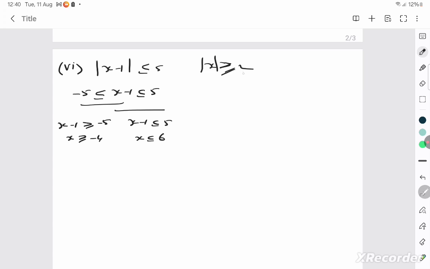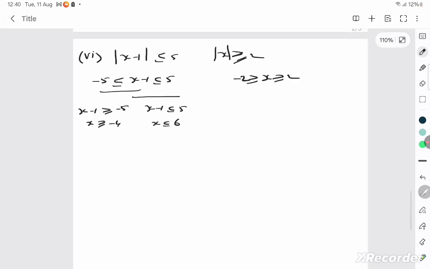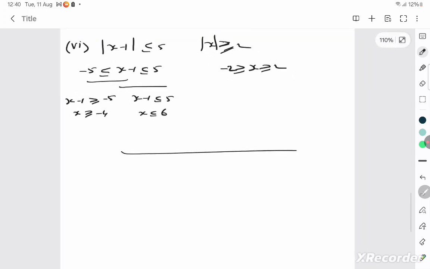Mod x is greater than or equal to 2. Which means it's greater than or equal to 2, it will also be lesser than or equal to minus 2. So x is greater than or equal to 2 or lesser than or equal to minus 2. Correct? So then you have to draw a graph for this, and let's do a combined graph. Let's not waste time now. Now that we understood, we're going to combine the graphs. Let's do this in one color, this in one color.